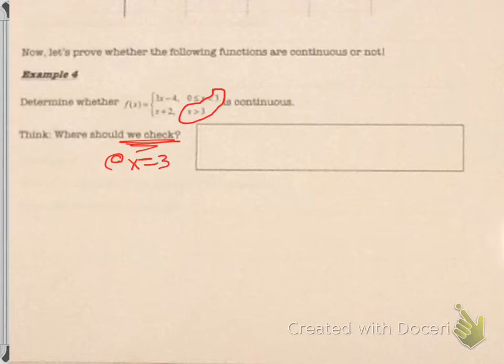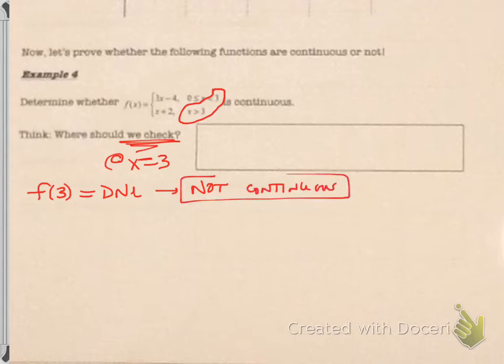So what I'm going to do is first and foremost say, what is f of 3? And guess what? Right away, you don't have a place to plug that in, because they haven't said so in the domain. So f of 3 doesn't exist, so it's not continuous. Now, let's look. That was almost too easy, right? So let's look a little further and just dig a little deeper.